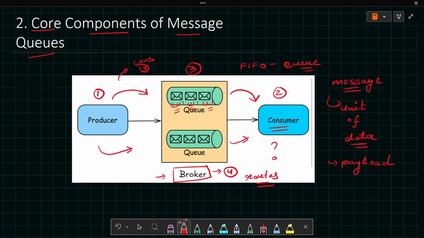What is a payload? Payload is the actual data being sent, and the message also contains the metadata. What do we call metadata? Metadata is such as the header, or a timestamp, or any kind of priority. So metadata holds all those things, and payload is the actual data that is being sent.